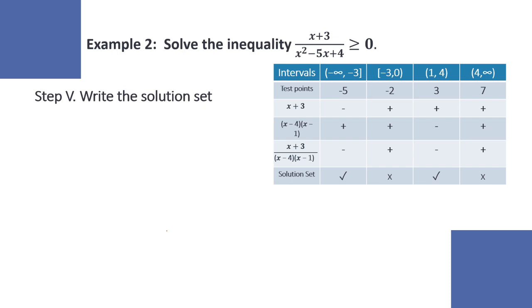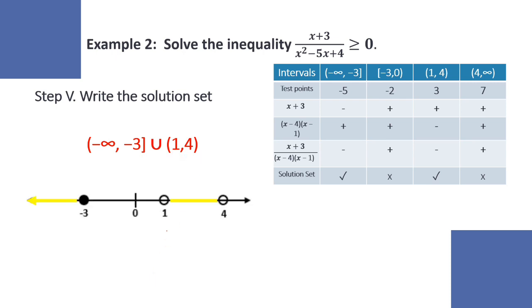Next, step 5. Write now the solution set. Our solution set is the union of the two intervals, from negative 3 to negative infinity and from 1 to 4. If we look at the line graph, these are the intervals. This one and this one.